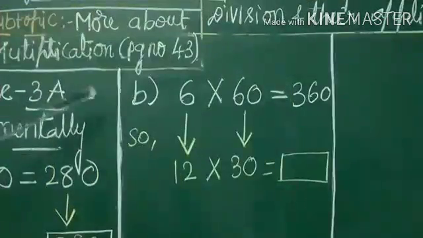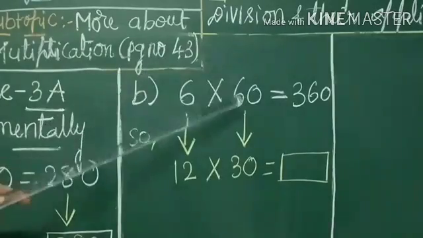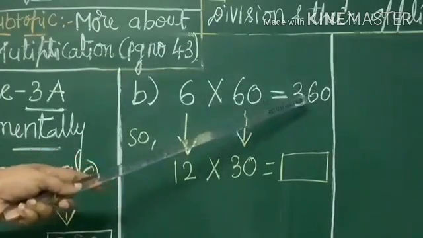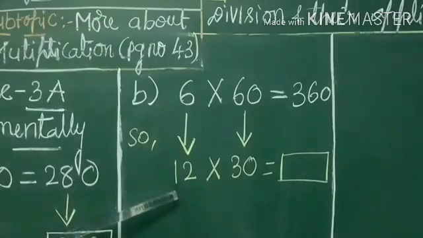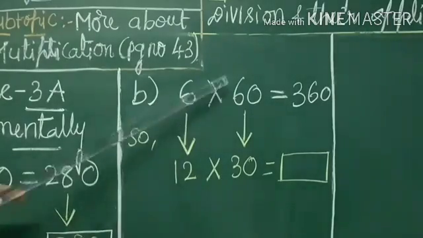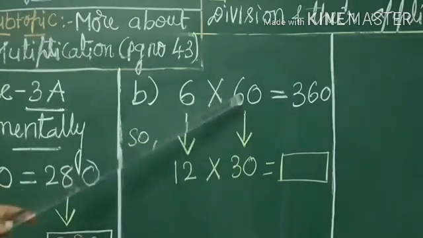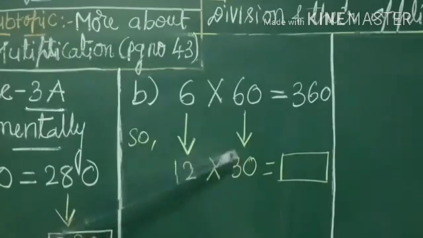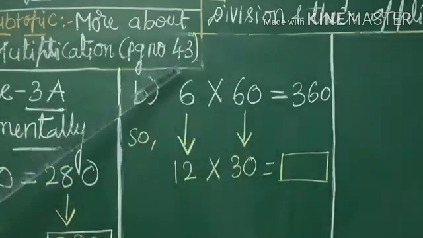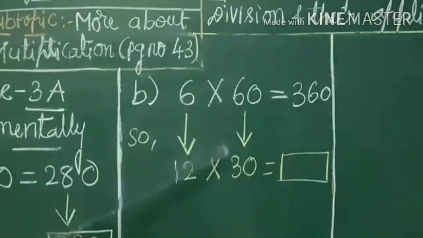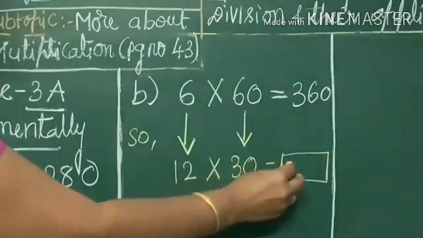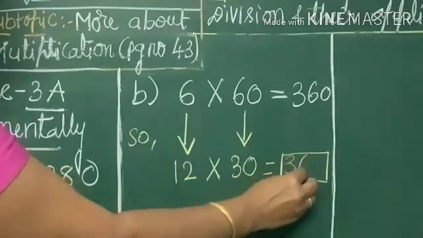Yes children, what is the B problem? 6 into 60 equals 360. Now here also 6 became 12, that means it is doubled, and 60 became 30, that is, it is halved. So what is 12 thirties? You will get the same answer. No need to calculate also. If you find that one factor is doubled and the other factor is halved, then the product will remain the same. That means you have to write it as 360.